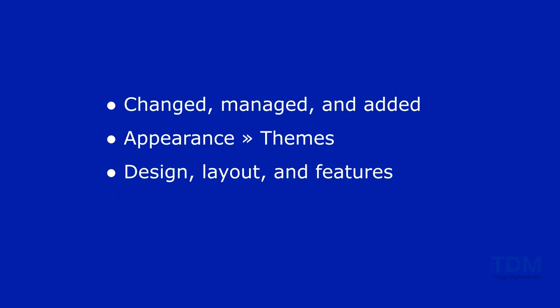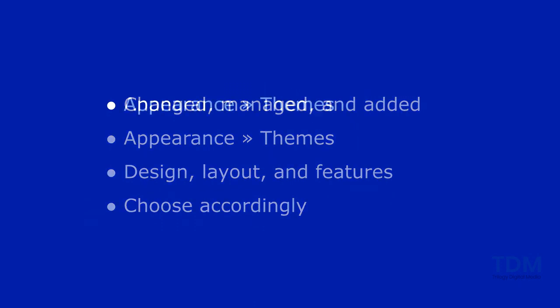In WordPress, a theme is a collection of templates and style sheets used to define the appearance and display of a WordPress website. They can be changed, managed, and added from the WordPress admin area under Appearance and then going to Themes. There are several free and paid WordPress themes available. Each one comes with a different design, layout, and features. You can also find themes that are designed to serve specific kinds of websites. For example, WordPress photography themes are designed specifically for photographers and photography websites.